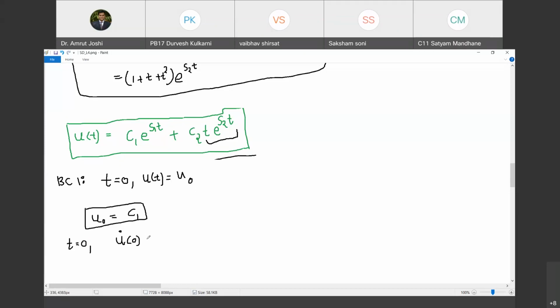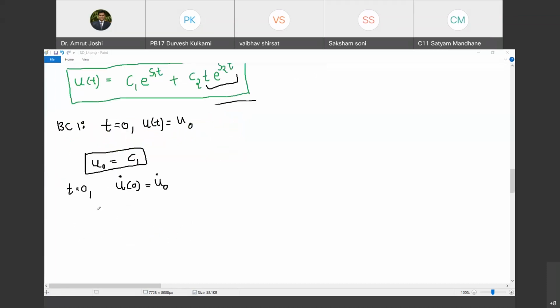Now at t equal to 0, velocity, that is u dot of 0, is u0 dot. Do you agree with me? This is given. This is a boundary condition. Happy? Yes, sir. Now, can you differentiate this u of t? What is u dot of t? It is c1 s1 e raised to s1t plus c2 e raised to s2t plus c2 s2 t e raised to s2t. Agreed?